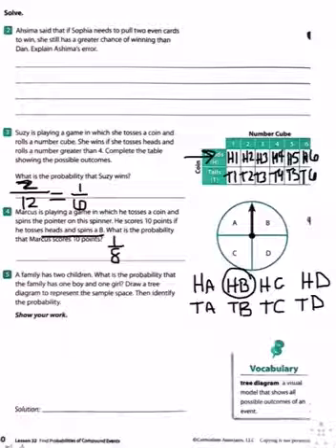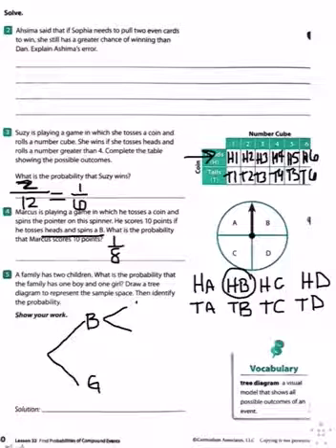Number 5. A family has 2 children. What is the probability that the family has 1 boy and 1 girl? Draw a tree diagram to represent the sample space. Then identify the probability. So we're going to draw the tree diagram. You can have a boy or you can have a girl. And then the second time you could have a boy or a girl.